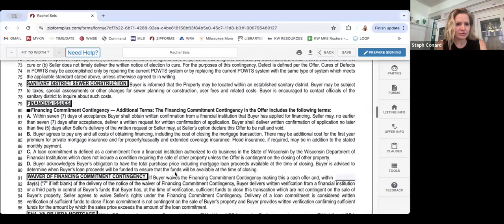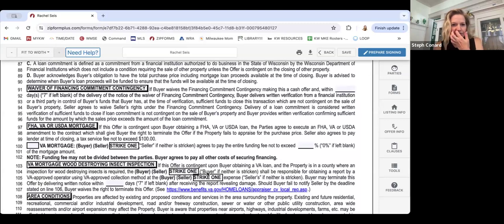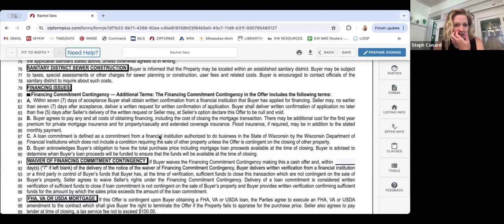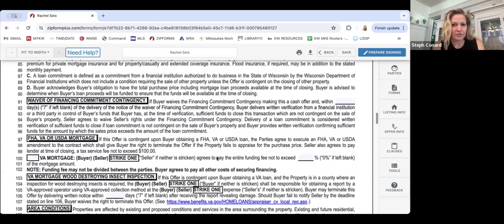Next, we're going to jump to the VA mortgage. So if there is a VA loan as a part of your offer, you're going to mark line 100. There are expansions on the financing commitment contingency in the offer as well. I'm not going to go through them all, but that's what this section is for, 79 through 90, as well as expansions on if it's a cash offer.